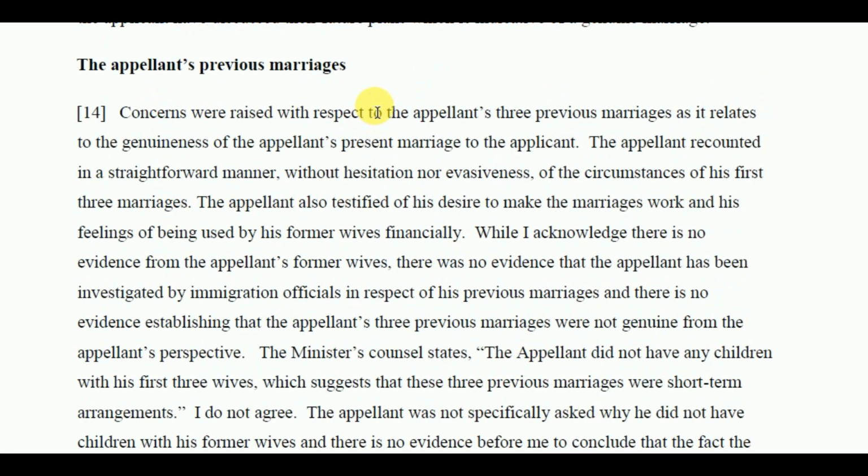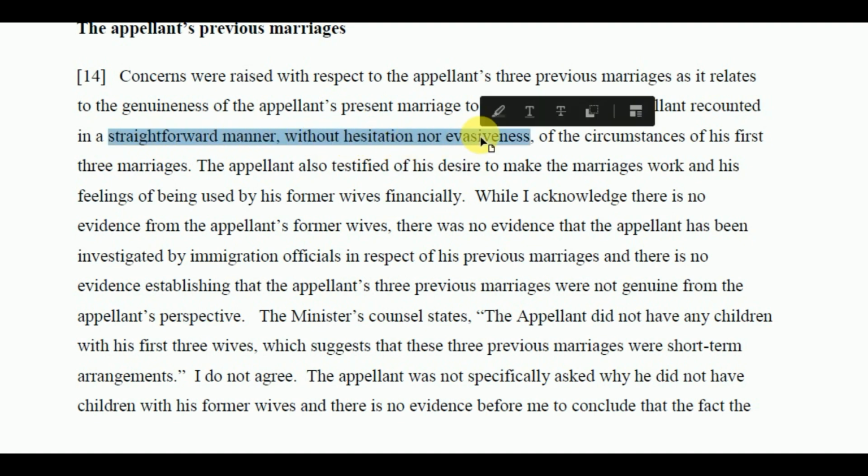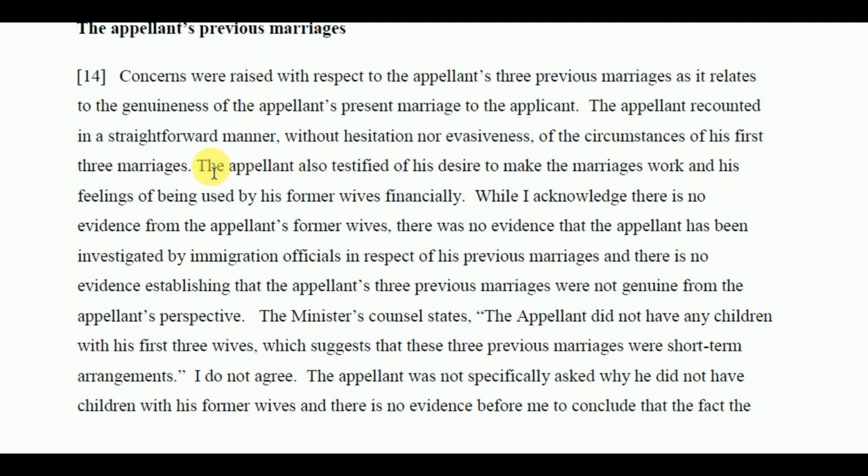The appellant's previous marriages. Now this is very important because in this case, concerns were raised with respect to the appellant's three previous marriages as it relates to the genuineness of the present marriage. The appellant recounted in a straightforward manner the circumstances of his first three marriages. This is very important. Again, their answers must be straightforward and natural, without any hesitation.